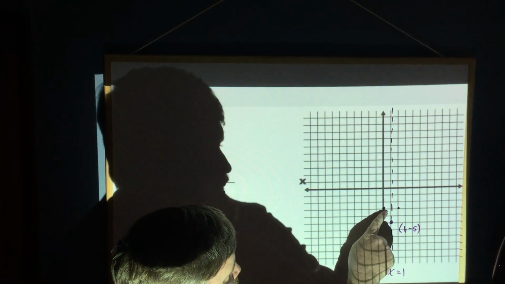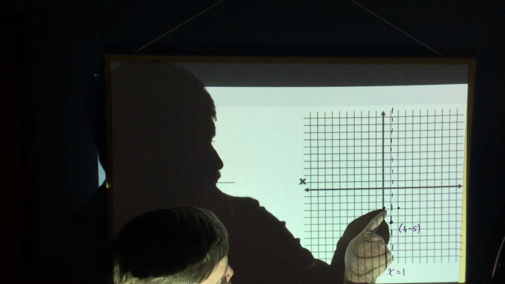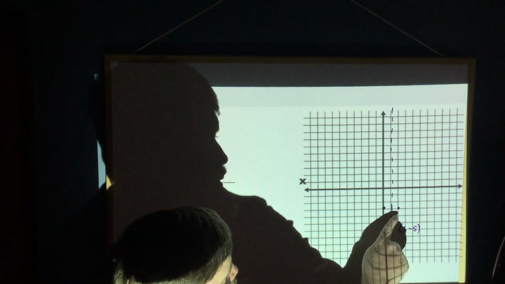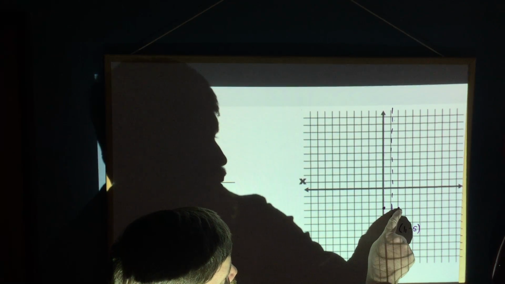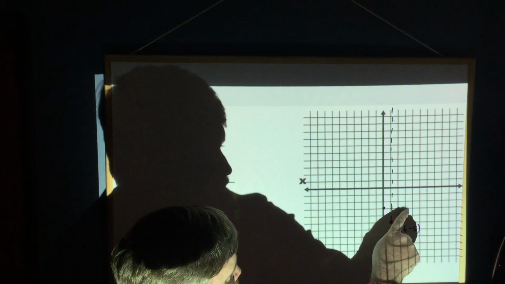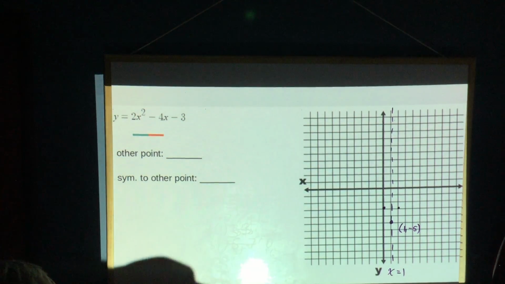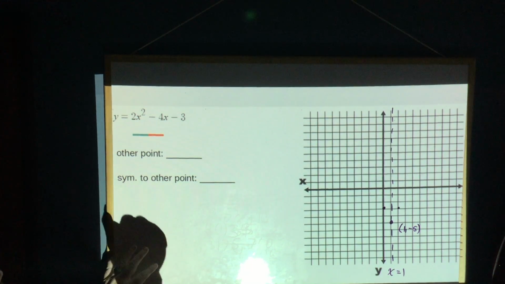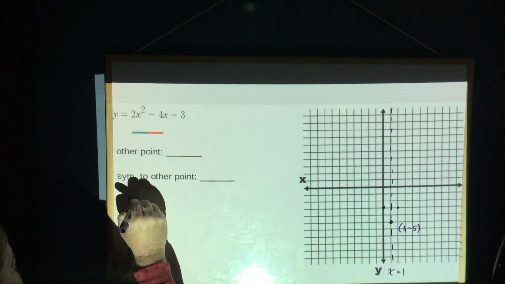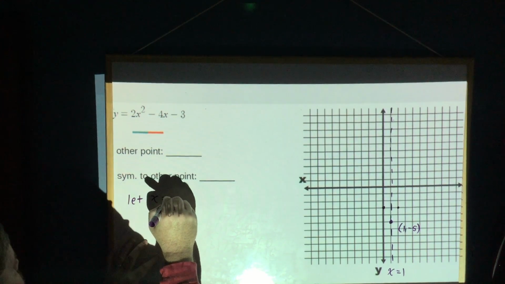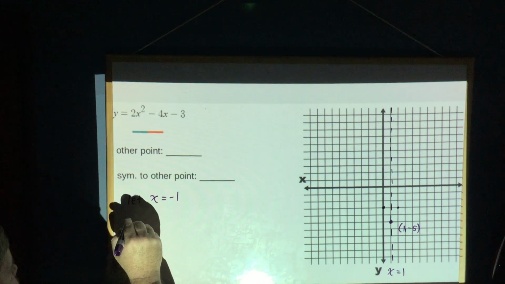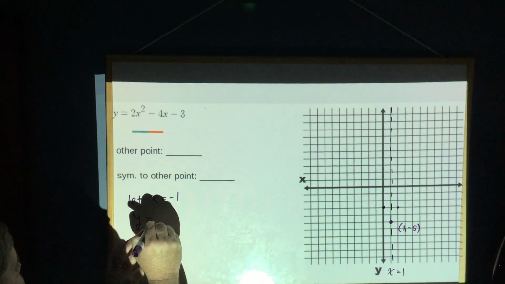So right here, x is 0, so maybe let x be -1. Or right here, x is 2, so go 1 over and let x be 3. Whichever one you want to choose. I would rather work with -1. That's a really easy number to work with. So I'm going to let x be -1. Substitute that x value into the equation.